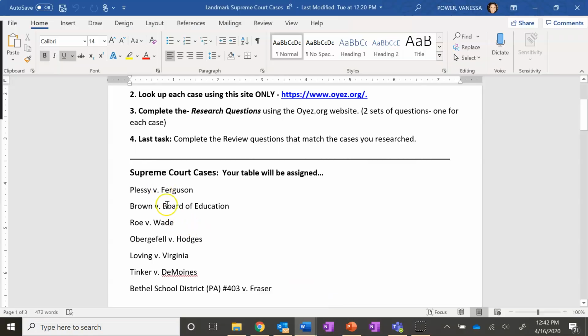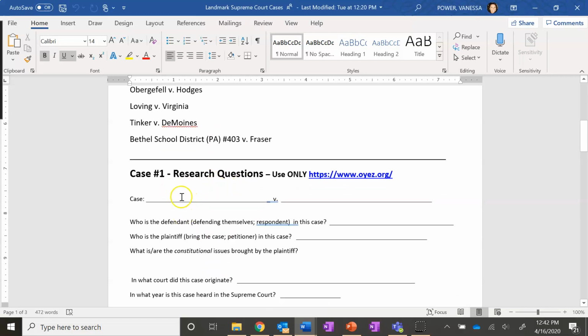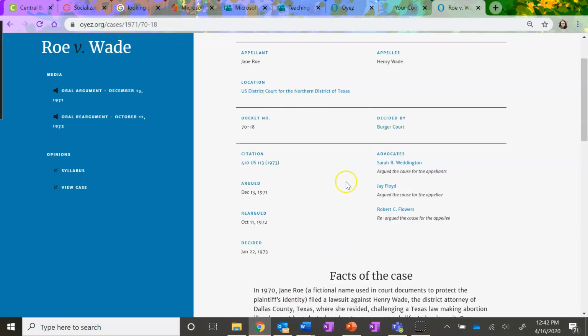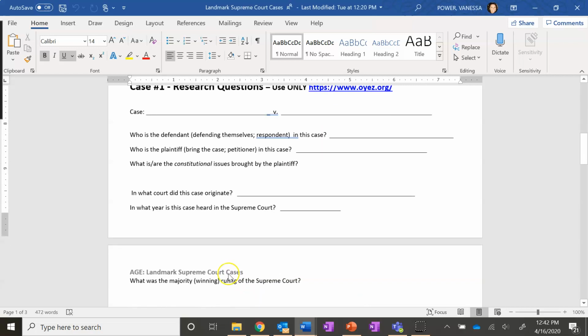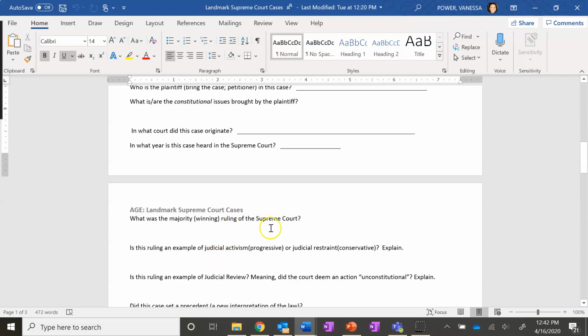So if you go back to the assignment, you're going to have to pick 2 cases. So what you would do is you'd fill in for case 1, we'd say Roe versus Wade. The defendant would also be the respondent or the appellee. The plaintiff is also the petitioner or the appellant. And then you have constitutional issues. So what is the question that the court has to answer? Where did the case originate? So it showed us that in this case it was in the state district court of Texas. I'm sorry, appellant is the plaintiff, appellee is the defendant. And then it will talk about the year the case was heard, what was the majority. So in this case, it was 7 versus 2 was a majority ruling.